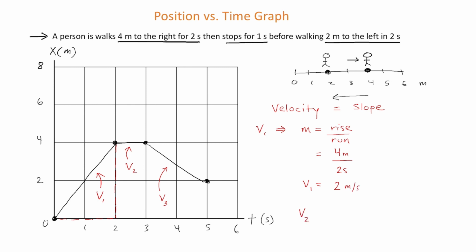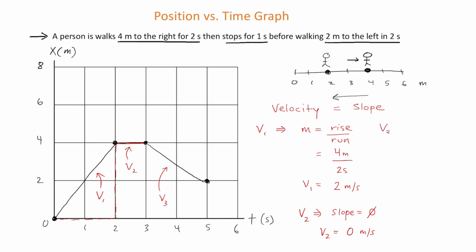Now we want to find v2. We can see that this is a horizontal line, so the slope is equal to 0, which means v2 is equal to 0 meters per second. This makes sense. The person was stopped. They weren't moving, so they have no velocity.